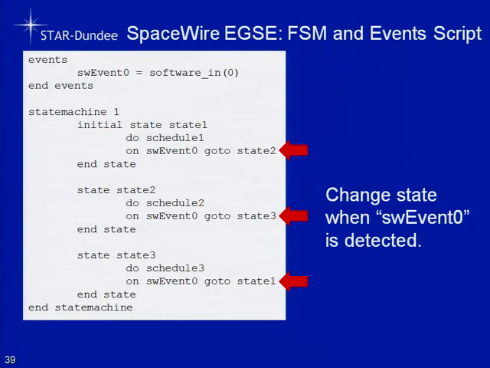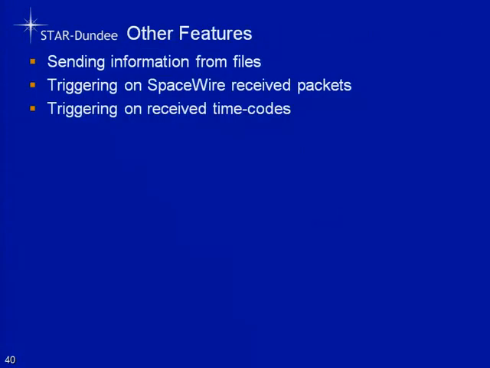So we basically change the state whenever software event 0 is detected in this case. So we've got the 3 states sending the 3 different schedules, and then every time we have software event 0, we move from one state to the next. Okay, so those events that are moving from one state to another can be things like the software events.